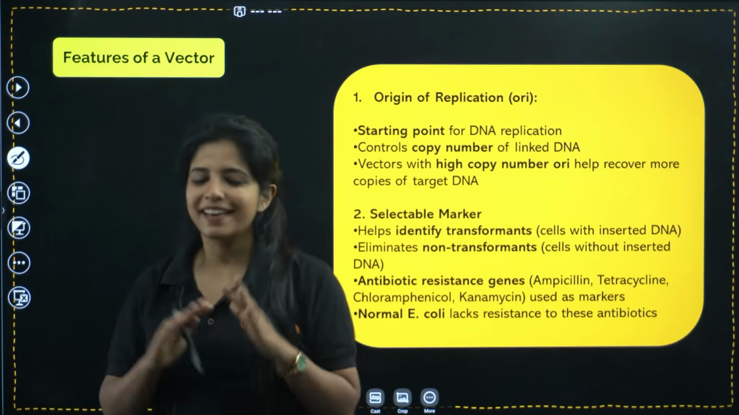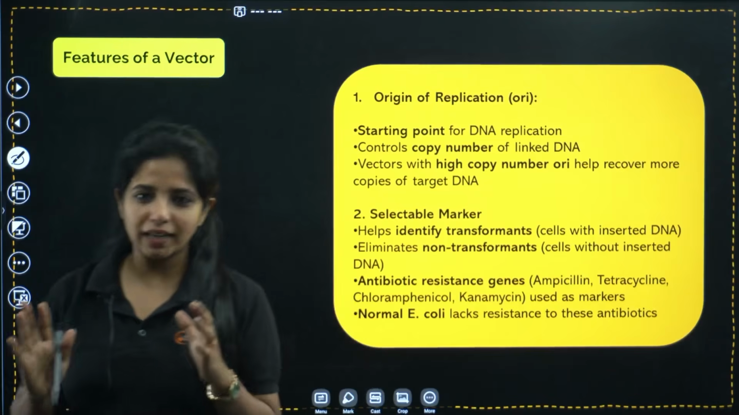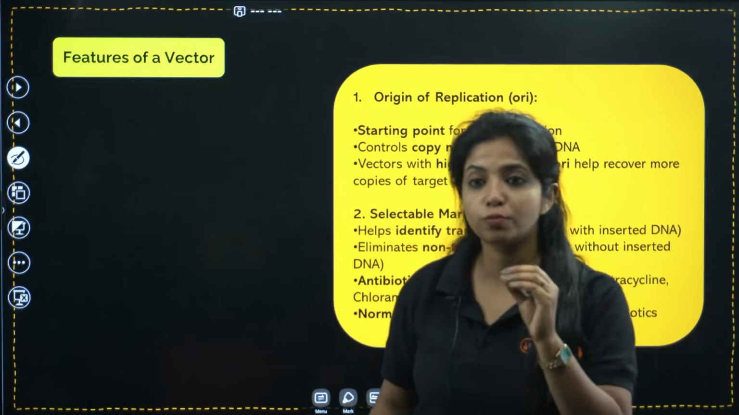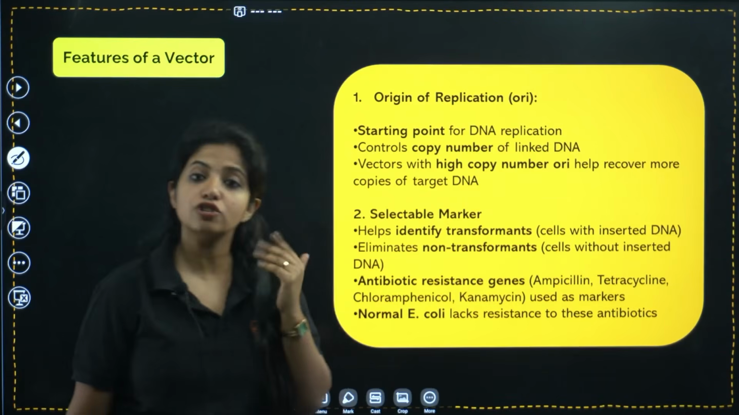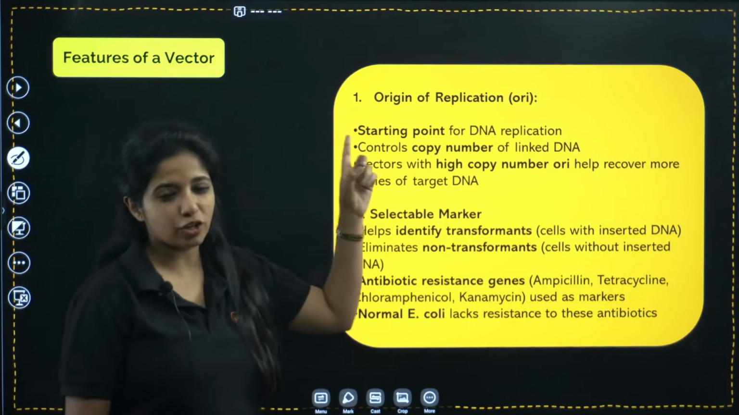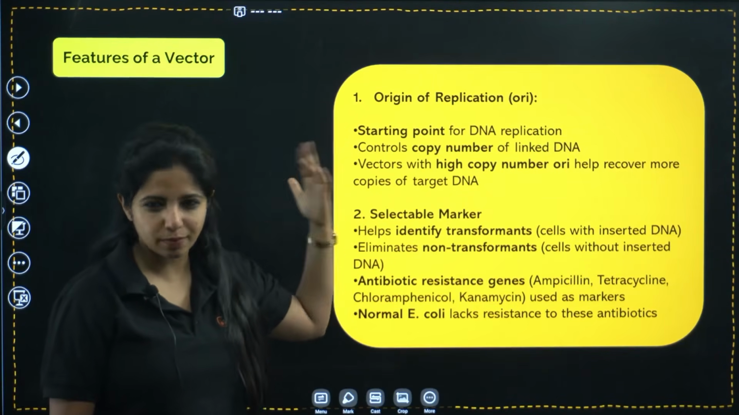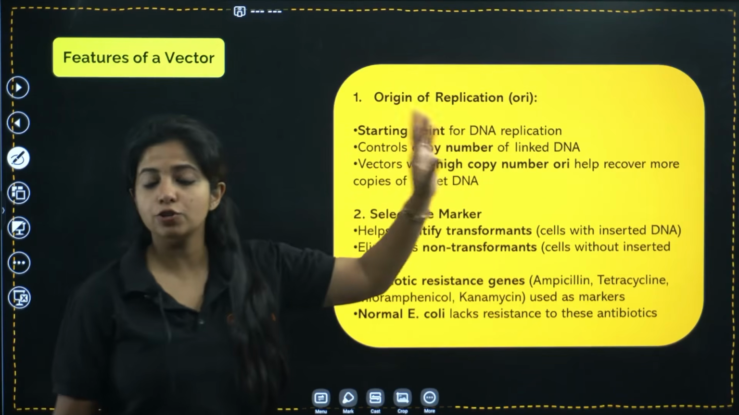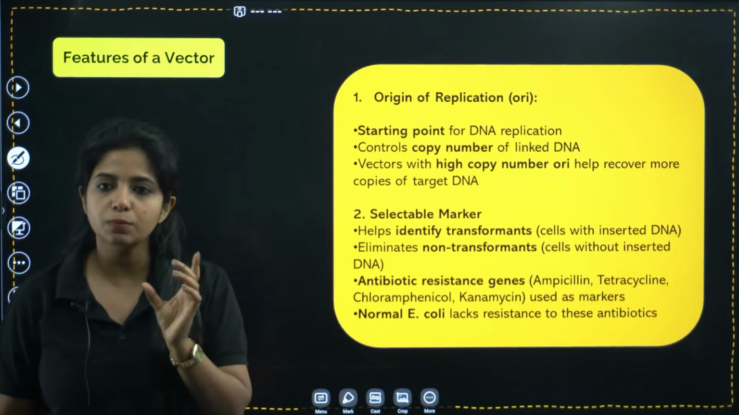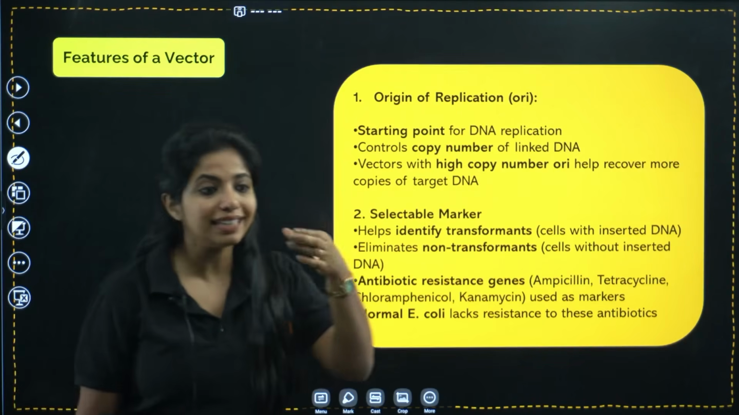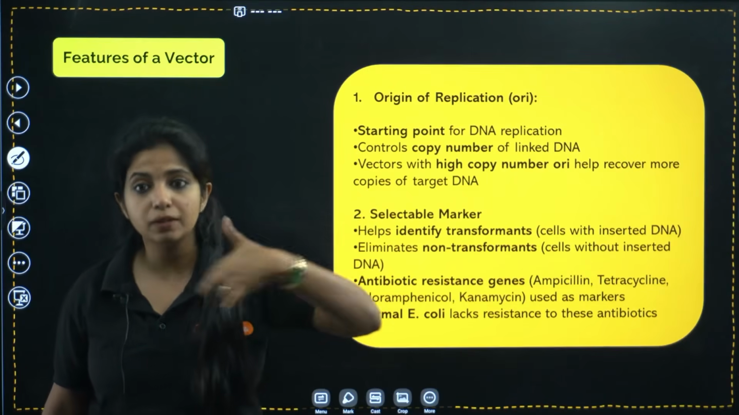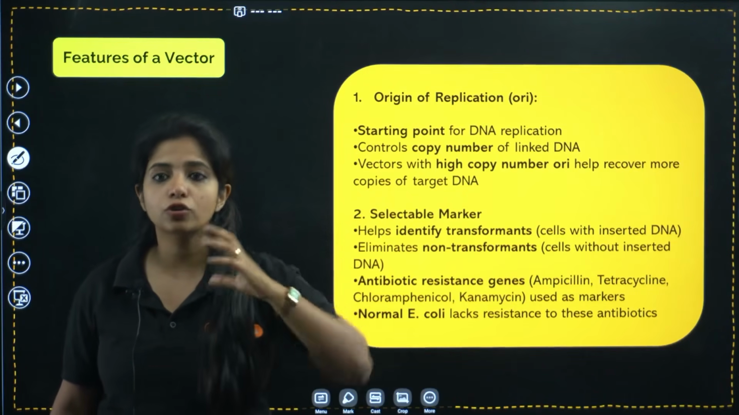Okay, so next thing, the features of a vector. We spoke about all the things. Now vector features are also there, which are super important. The first thing that a vector should have is the origin of replication. Here I am specifically talking about a plasmid. So the origin of replication should definitely be there. This is a starting point where the DNA polymerase will come and attach and do the DNA replication. Whenever you want to make multiple copies of things, obviously you need an origin of replication.